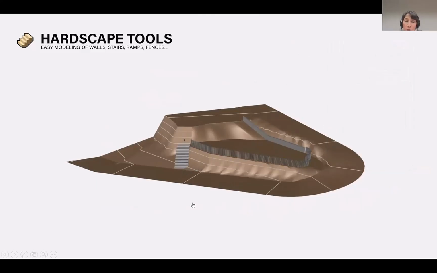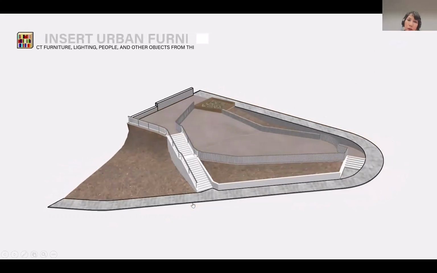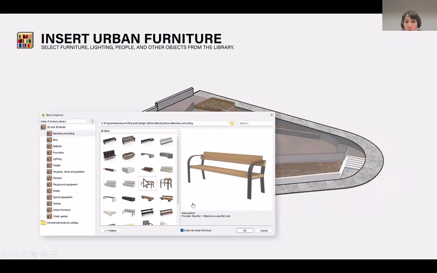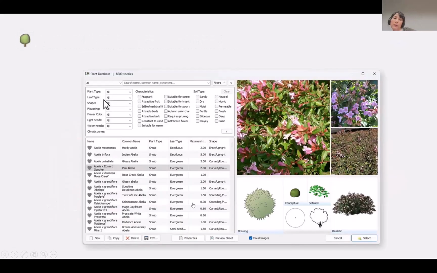So you have full control of the detail of fence or wall or all other hardscape objects. Continuing, we can add furniture to the model. You can use the block library that you see here, or you can import any other blocks that you have, like 3D Max blocks or SketchUp blocks. But the program will count the number of these blocks as well.